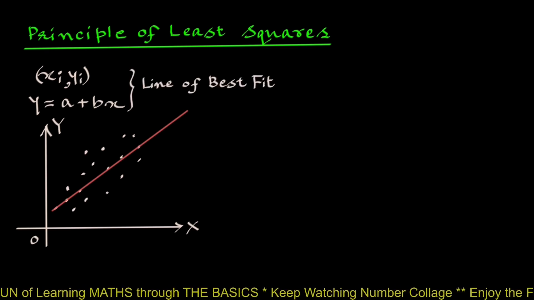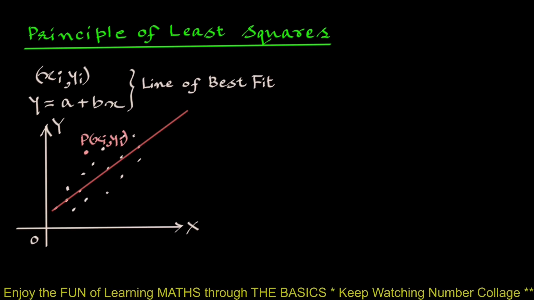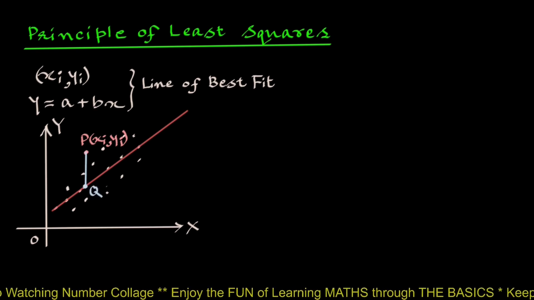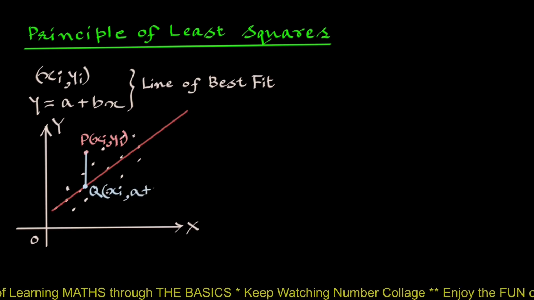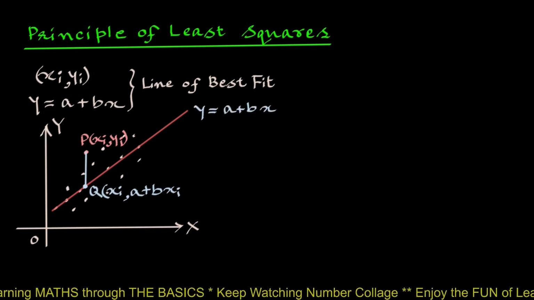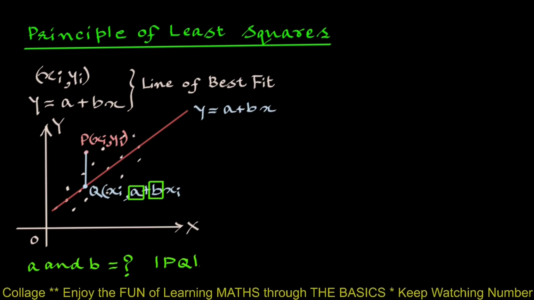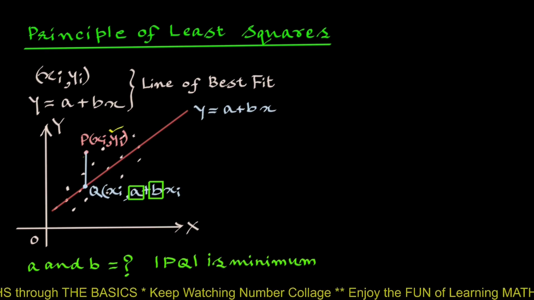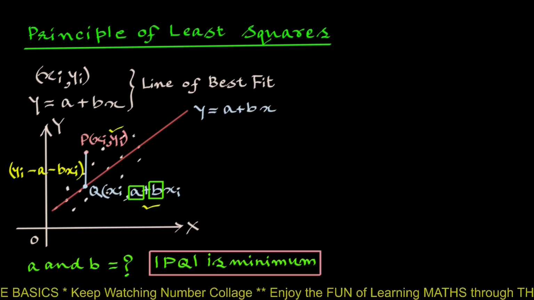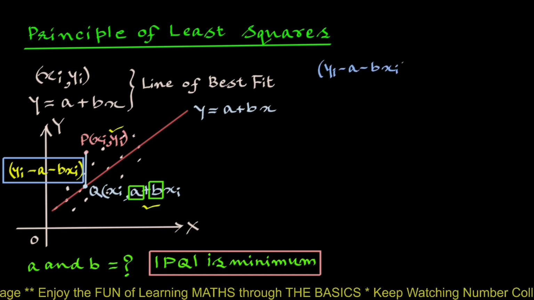We will consider one of these points P to be (xi, yi). The line parallel to the y-axis through this point P intersects the line in Q, whose coordinates then will be (xi, a plus bxi), because the equation of the line is y equals a plus bx. Now we have to find a and b such that the distance PQ is minimum, that is mod PQ is minimum. Distance PQ is this yi minus this a minus bxi. Now mod PQ is minimum when the square of this distance, (yi minus a minus bxi) square, is minimum.